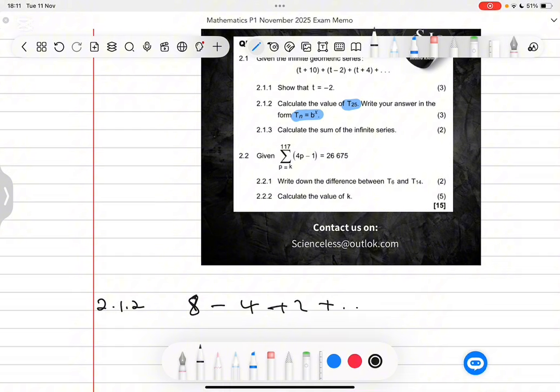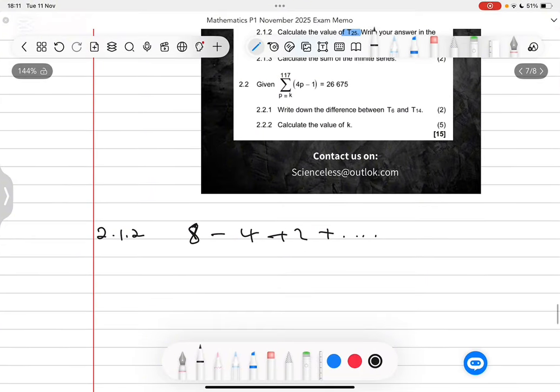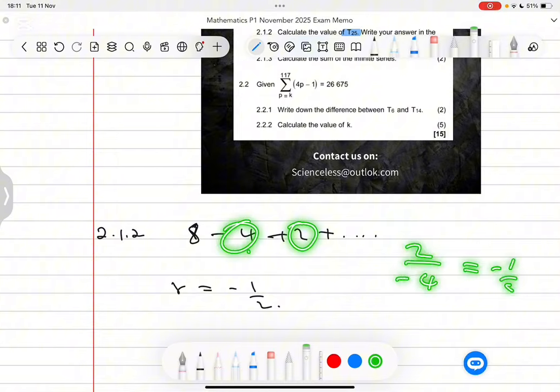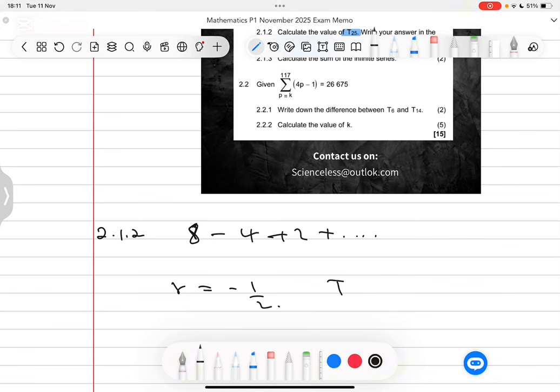But because this is an infinite series, it will continue going on until infinity. You can add the terms just like that. From this stage, we can see that our common ratio is negative 1 over 2, because negative 4 divided by 8 gives negative 1 over 2. Even if you say 2 divided by negative 4, you get negative 1 over 2. That is our r. And the first term, T1, is a, which is 8.